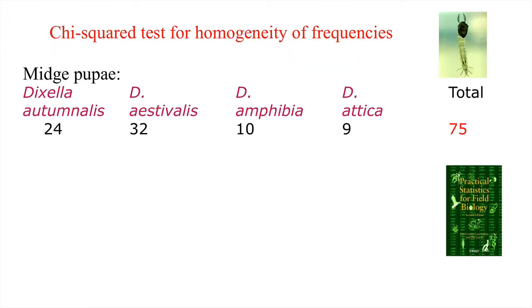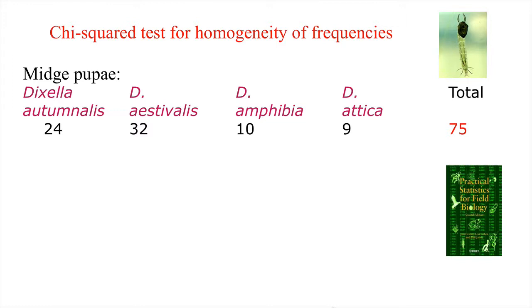Here's a particular example which comes from Fowler and Cohen, Practical Statistics for Field Biology, and it deals with the distribution of midge pupae in a sample. In this sample, there were 24 Dixella automalis midge pupae, 32 aestivalis, 10 amphibia, and 9 attica, with a total of 75 midge pupae counted altogether.